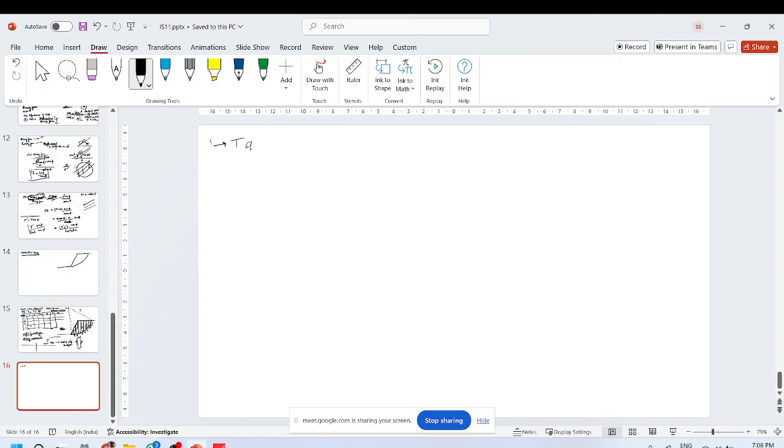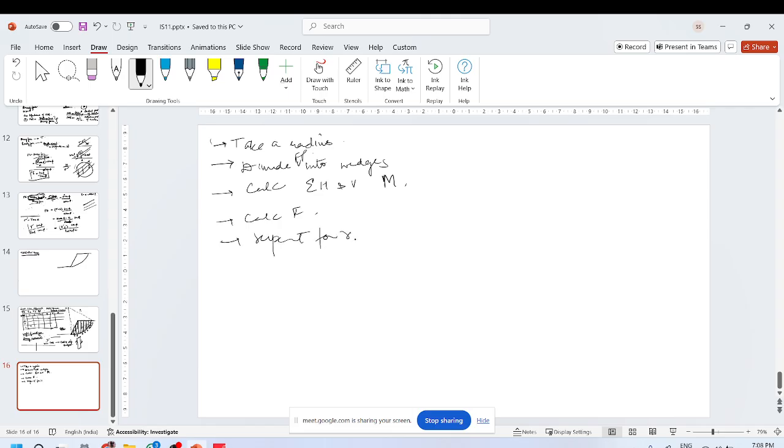I will take a radius. I will calculate. I will divide the wedge, divide the failure plane into wedges. Calculate the horizontal and vertical moments. Calculate the factor of safety. Repeat for our different radii.